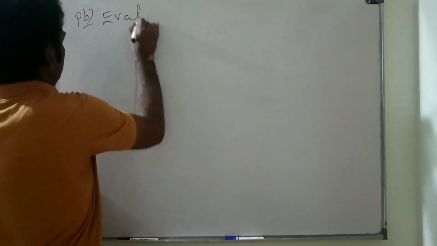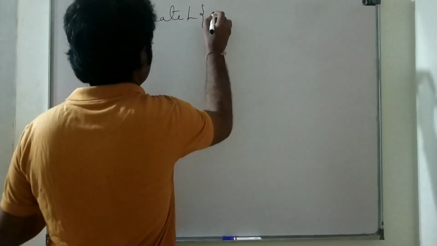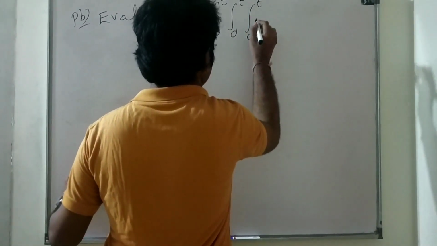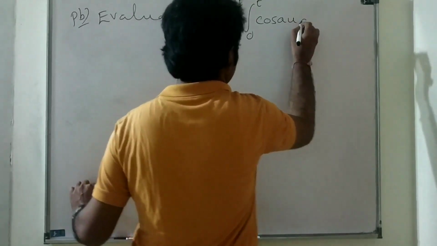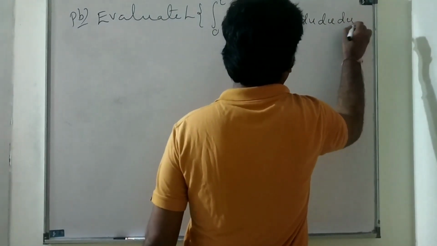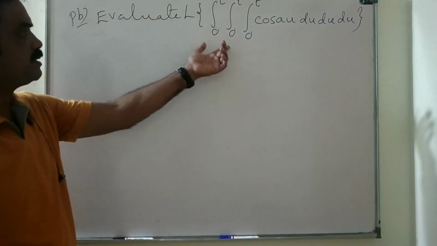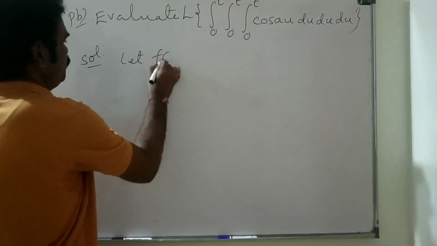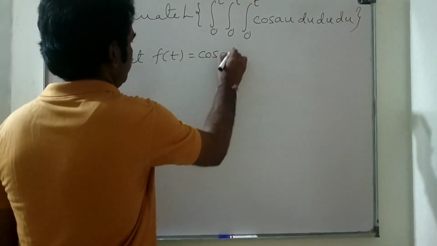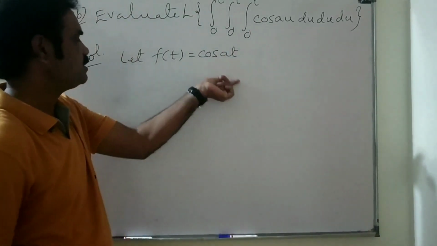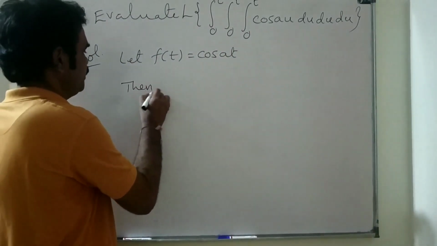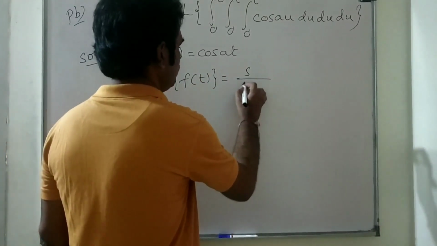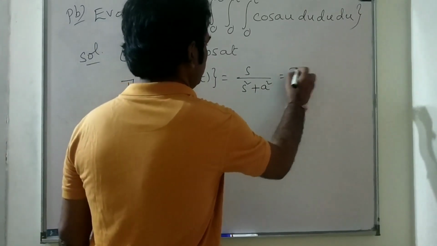Evaluate L of integral 0 to t cos au du. That means 3 times integration here. Okay. See the solution. Let f of t equal to cos at. This is f of u, means f of t is cos at. Okay. Then L of f of t is L of cos at is s by s square plus a square. Say this is f bar s.